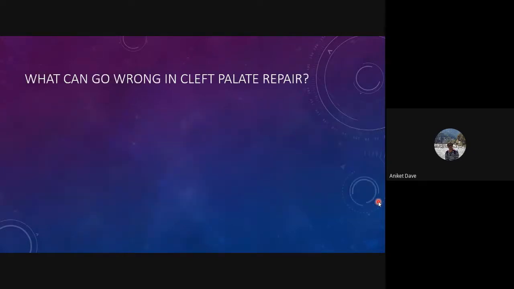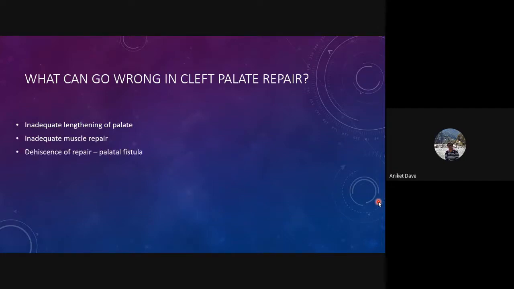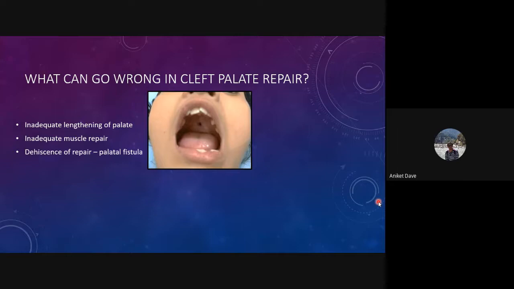But again, like in cleft lip, there are many parts of the surgeries where things can go wrong, and we do deal with a lot of patients who come with complications due to cleft palate repair having been performed inadequately or improperly at other centers. And we do a lot of revision surgeries for these patients. The first thing which can go wrong is an inadequate lengthening of the palate, or there can be an inadequate muscle repair, or there can be a dehiscence of a part of the repair which results in a palatal fistula.